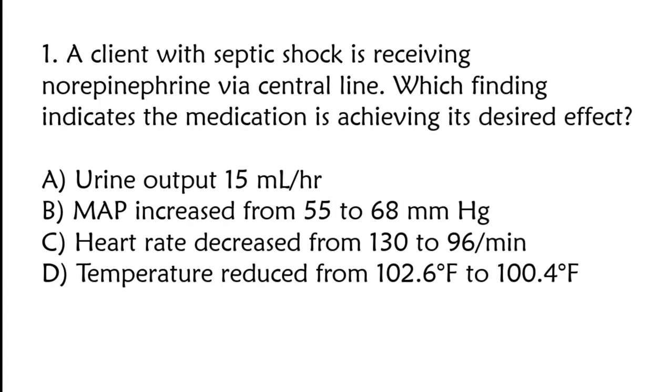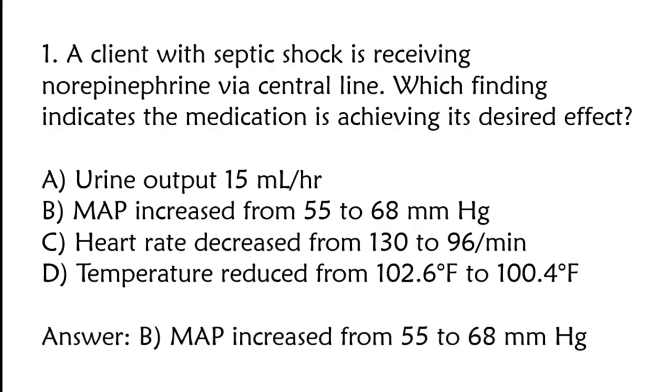A client with septic shock is receiving norepinephrine via central line. Which finding indicates the medication is achieving its desired effect? Correct answer is B. MAP increased from 55 to 68 millimeters of mercury.